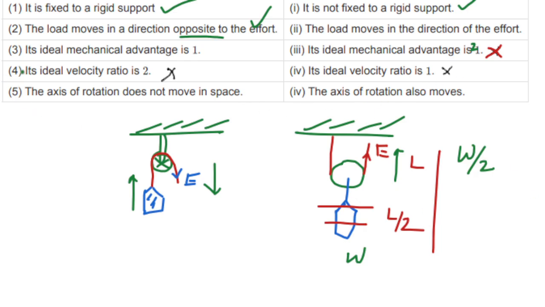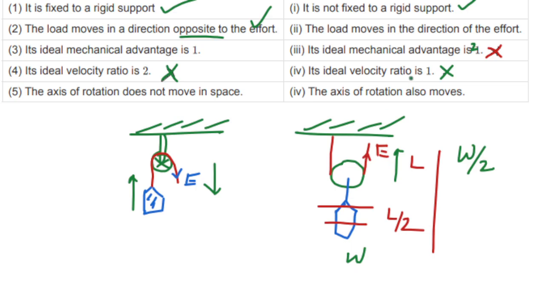Let's go ahead. Fixed pulley, the ideal velocity ratio is 2. No, it is 1. Velocity ratio, when we are talking about the speed, the effort will come down and the load will go up at the same speed. The displacement taken here, the same displacement will go up. So this is not true. Its ideal velocity ratio is 1. This is also incorrect. So this is also wrong. Its velocity ratio is actually 2.